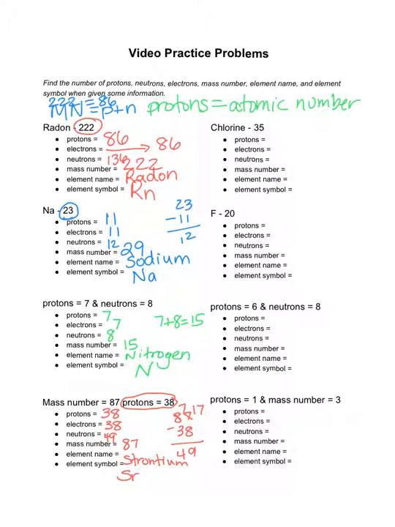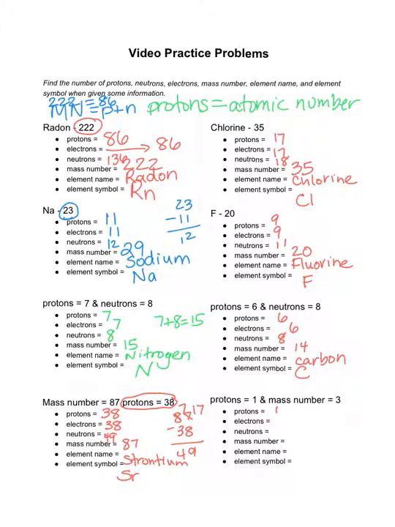What I would encourage you to do now is to pause the video and try to work on the next column on your own. Then unpause the video and you can check your answers over. So you can see I have the answers there for chlorine. You can check it over.